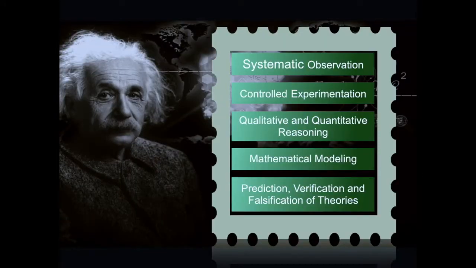So, once again, quickly we'll see what are the general features involved in the scientific method. First one is systematic observation, careful experimentation, qualitative and quantitative reasoning, mathematical modeling, prediction, verification, and falsification of theories.